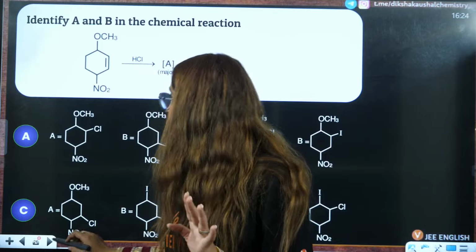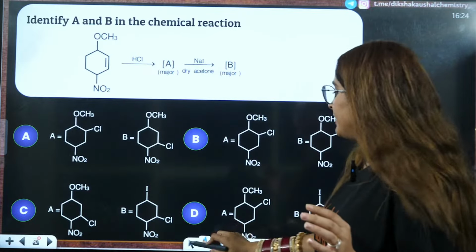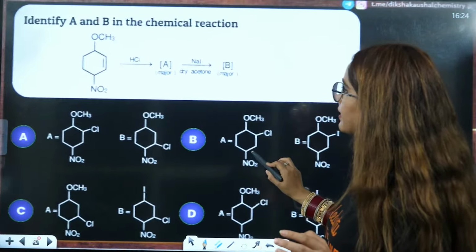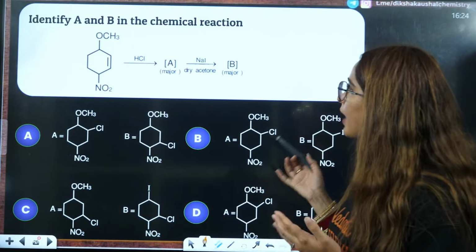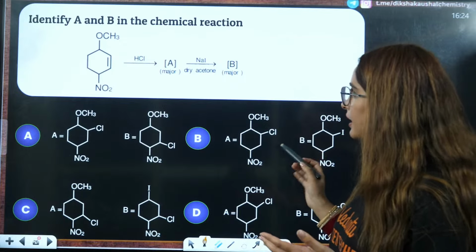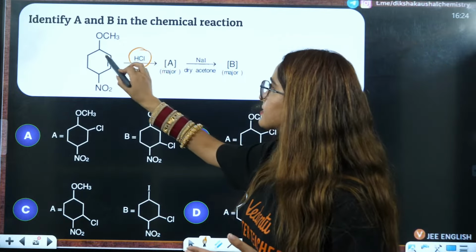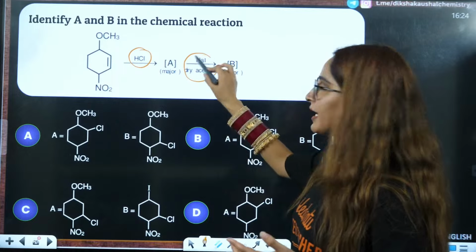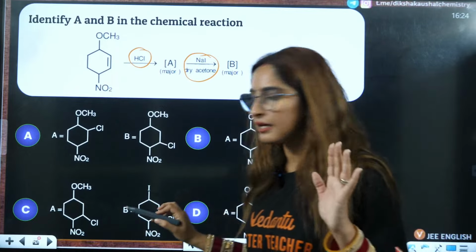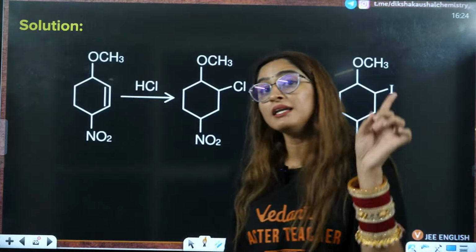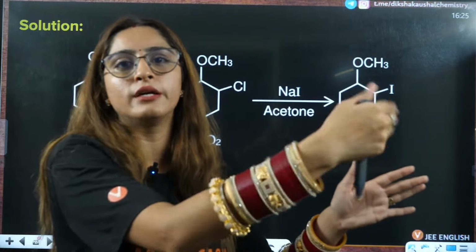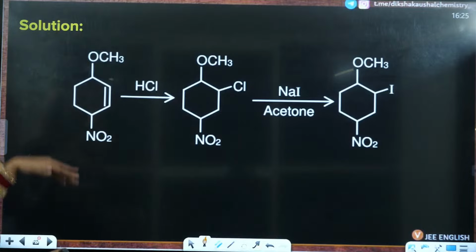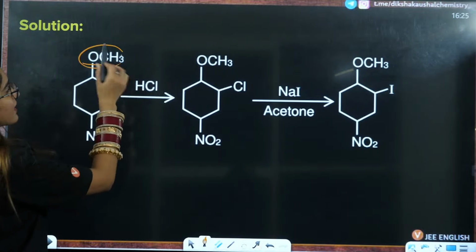Okay. Next is, now A and B in the chemical reaction, you have to identify A and B here, right? So firstly you have HCl, then you have NaI, okay. HCl means double bond, it will break. NaI in acetone means it is Finkelstein reaction, okay. From the naming reaction and from the reagent, they are asking you sequence A, B, C, D, E, these kind of questions, okay. So here it is, you have OCH3.